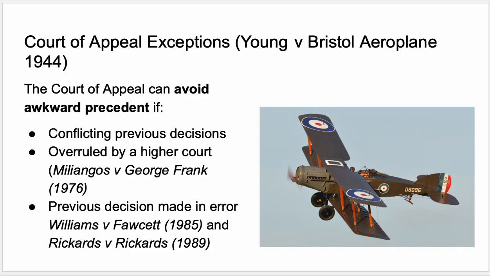So here, the Court of Appeal can ignore a past decision if it was clearly made in error. For example, if the earlier court basically made a mistake, maybe they overlooked a relevant statute, maybe they overlooked a binding authority of some kind. I've got a couple of cases there that you could look up in your own time, and this is where earlier rulings basically had serious legal mistakes. So it allows the court to get around unsatisfactory precedents.